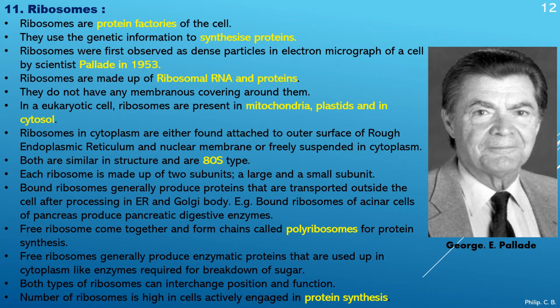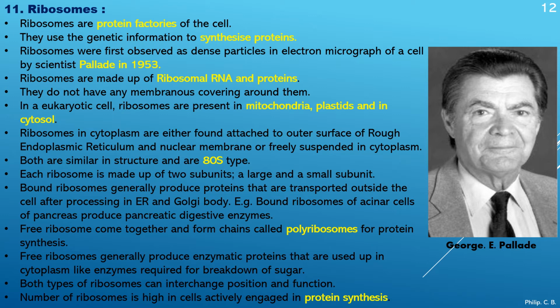Bound ribosomes generally produce proteins that are transported outside the cell after processing in ER and Golgi body. Example, bound ribosomes of acinar cells of pancreas produce pancreatic digestive enzymes. So you can see here it also helps in the production of pancreatic digestive enzymes in pancreas, that is acinar cells, which are called bound ribosomes.